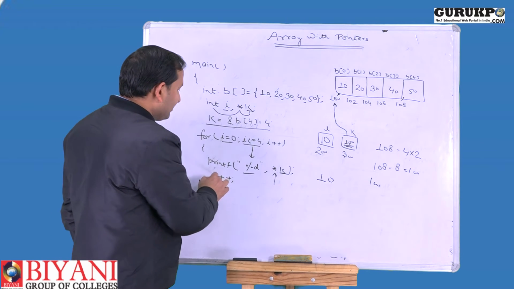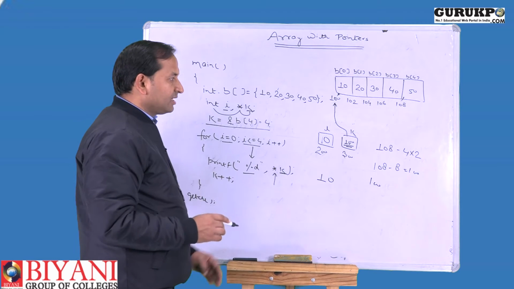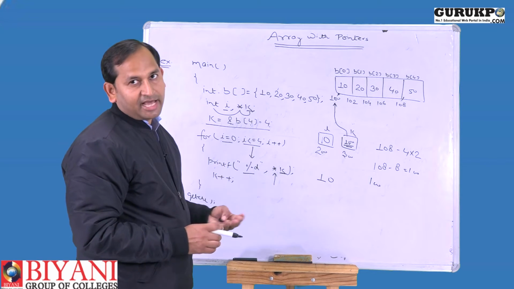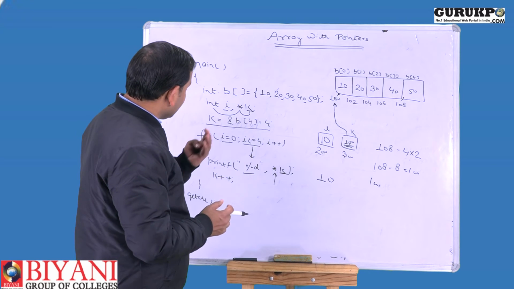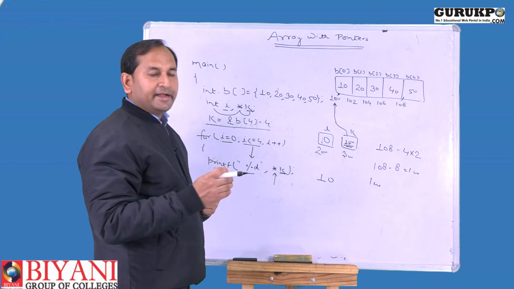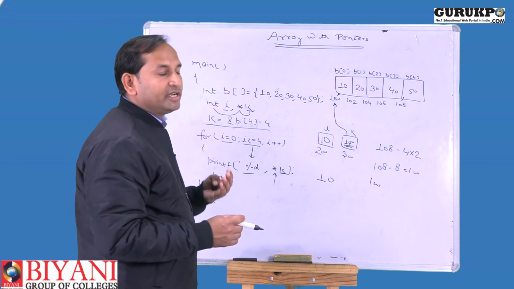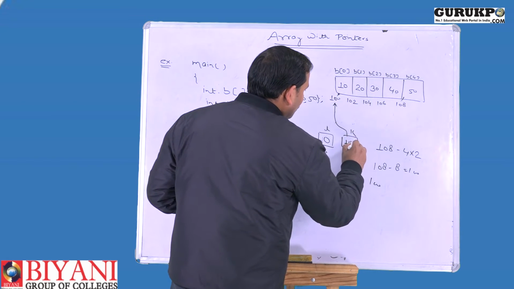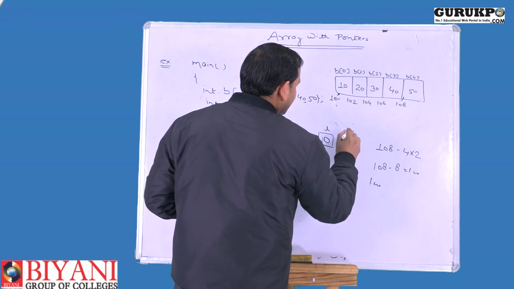Next time we will increase the value of k with k plus plus. Each time we increase the address, it depends on the size of the data type. So when we increase 100 with plus plus, it will increase by 2 because it holds an integer address. So now it points to 102. So it points here.